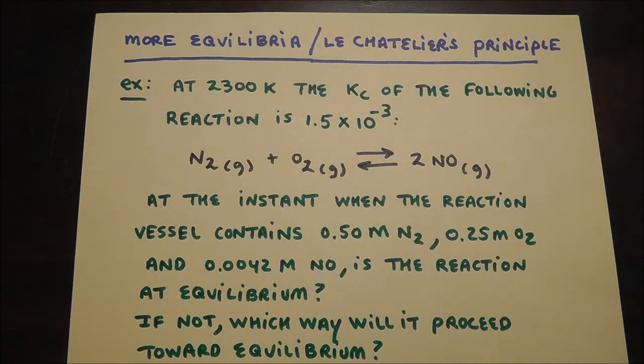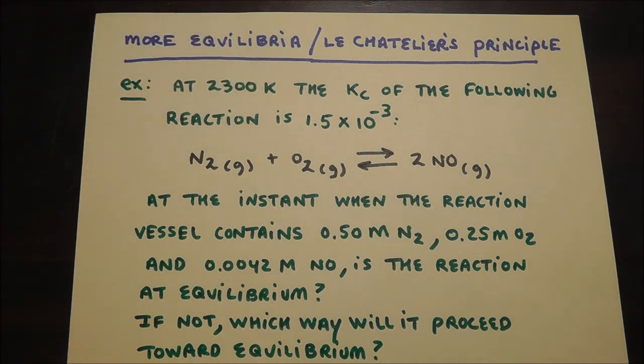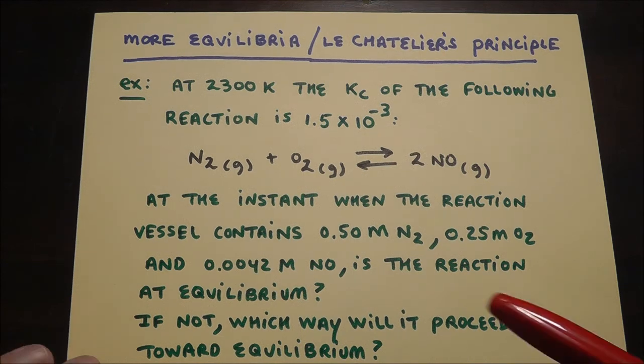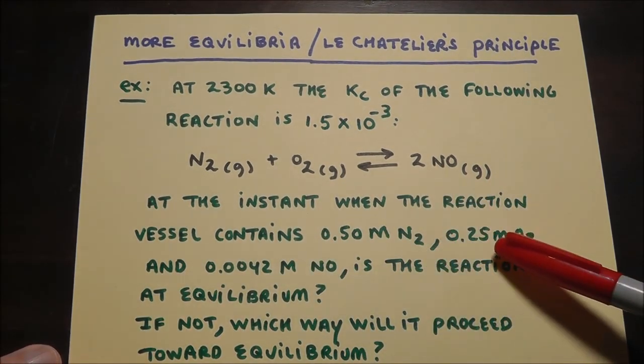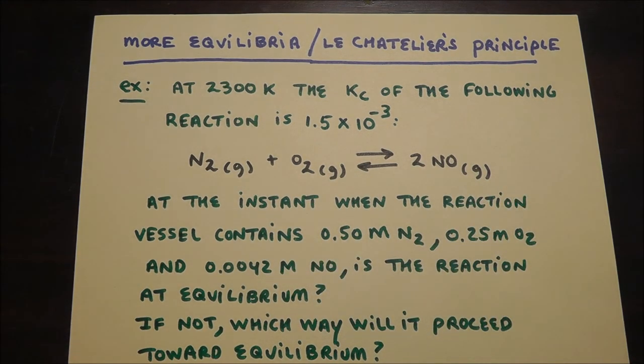So let me read it to you. At 2300 K, you see a K and you're like, what's that mean? It just means that's the temperature, and we're not really going to talk about temperature in this particular problem, so we just scan past it. Kc is 1.5 times 10 to the minus 3. Oh, okay, there's something we could use. There's the reaction. At the instant when the reaction vessel contains 0.5 molar N2, 0.25 molar O2, and 0.0042 molar NO, is the reaction at equilibrium? And if not, which way will it proceed toward equilibrium?